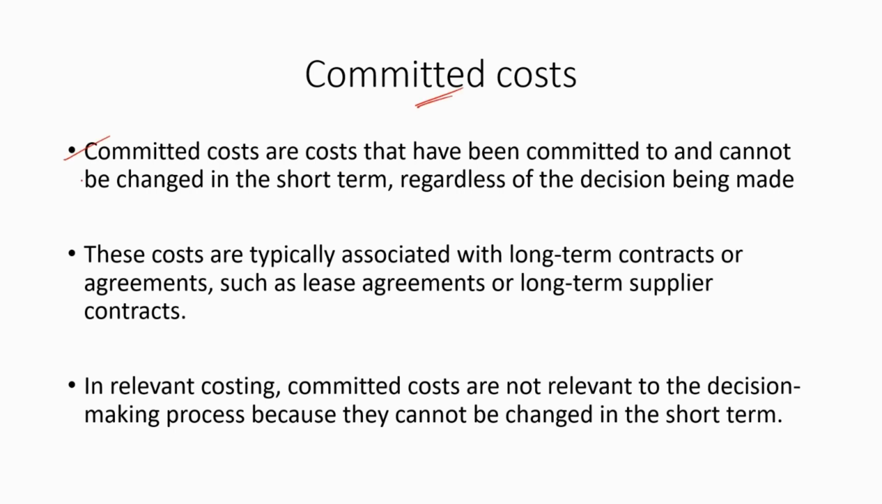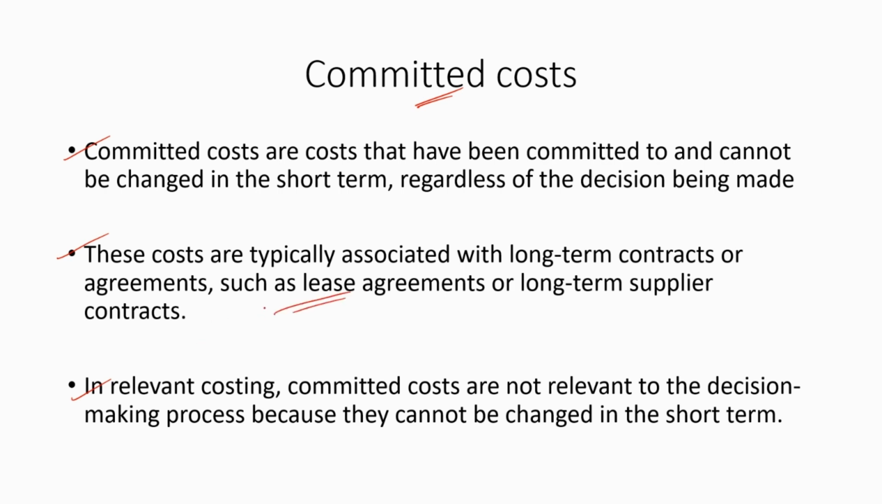Committed costs. Committed costs are costs that have been committed to and cannot be changed in the short term, regardless of the decision being made. These costs are typically associated with long-term contracts or agreements, such as lease agreements or long-term supplier contracts. In relevant costing, committed costs are not relevant to the decision-making process because they cannot be changed in the short term.